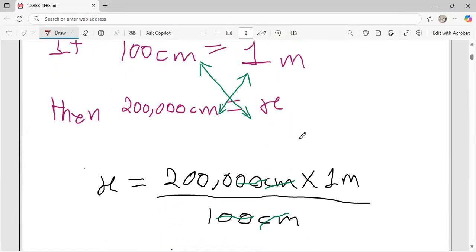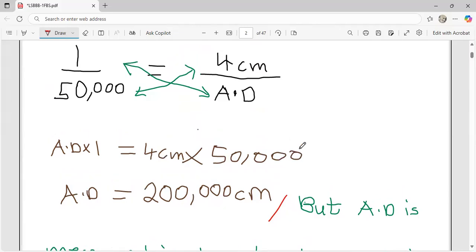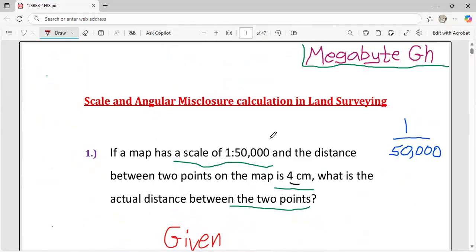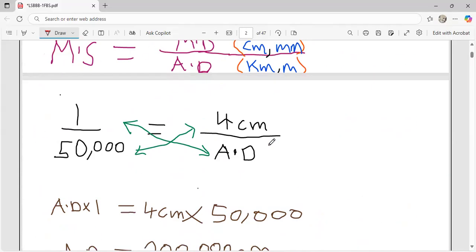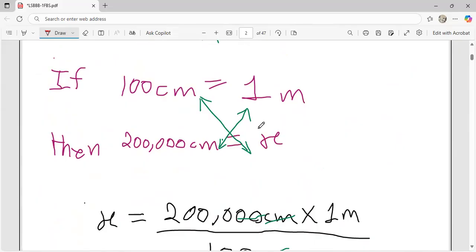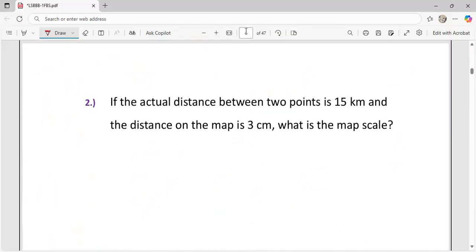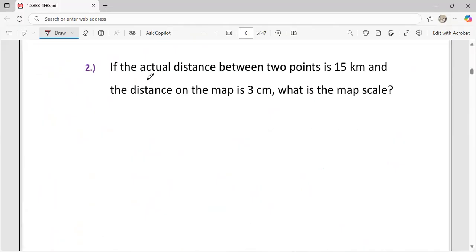Yes. So let's quickly take our next question and see how best we can play with it to test our understanding, even before we move to the angular distance calculation. Our next question says that if the actual distance between 2 points is 15 kilometers and the distance on the map is 3 centimeters, what is the map scale?